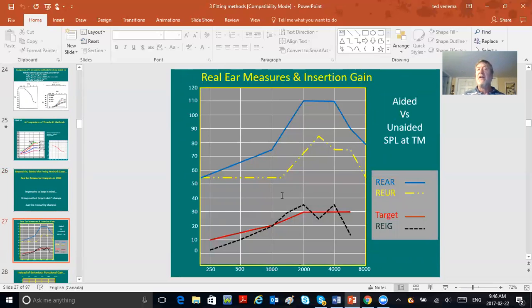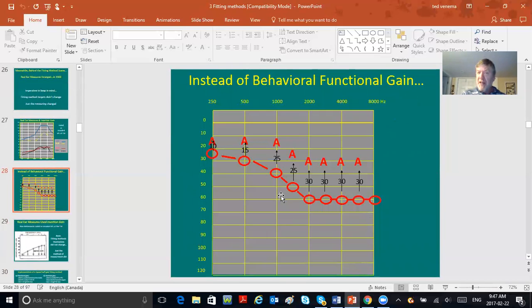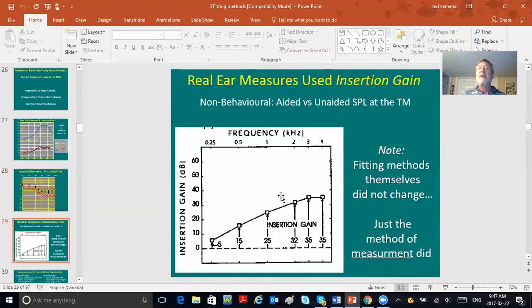And again, we highlight what real ear did, insertion gain versus functional gain. Instead of behavioral functional gain, we now use insertion gain, or that's what the early real ear did. And real ear was non-behavioral. It didn't ask the person to raise a hand. It just measured the aided versus unaided SPL at the tympanic membrane. Okay, note the fitting methods themselves didn't change. In other words, the targets didn't change, just the method of verifying whether you hit the targets was the idea.